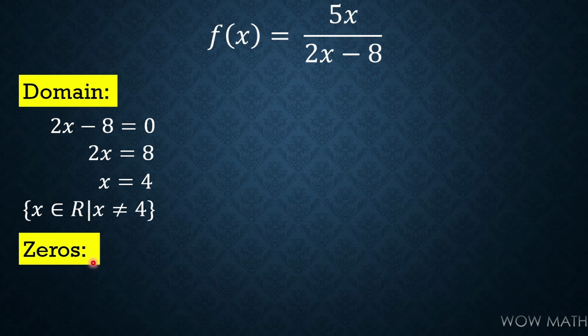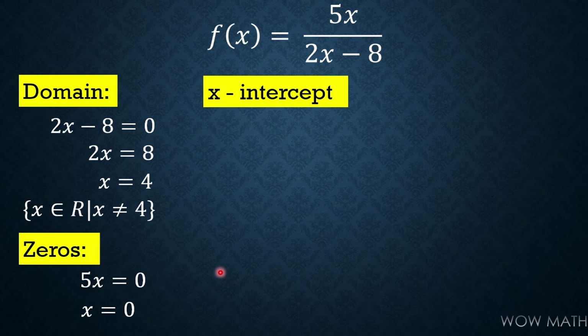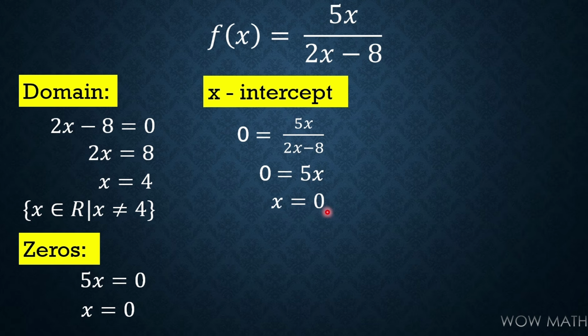Para makuha naman natin yung zeros, tingin lang tayo dun sa numerator natin and then equate natin sa 0. So, 5x is equal to 0. So, divide both side by 5. So, x is equal to 0. Next, to find the X Intercept. So, paano kunin yung X Intercept? Gagawin natin yung f of x natin ng 0. Papalitan to ng 0. So, magiging 0 is equal to 5x over 2x minus 8. Then cross multiply, 0 times 2x minus 8, that is 0, is equal to 5x. Divide both side by 5, so x is equal to 0.